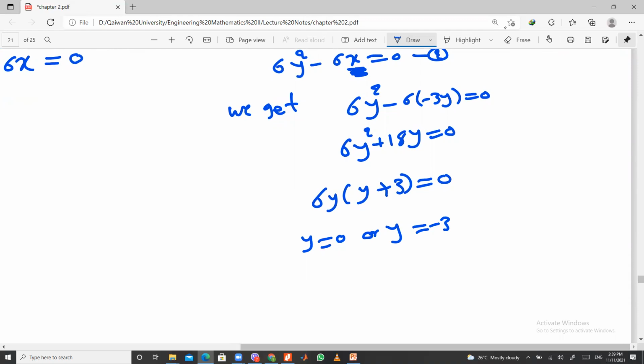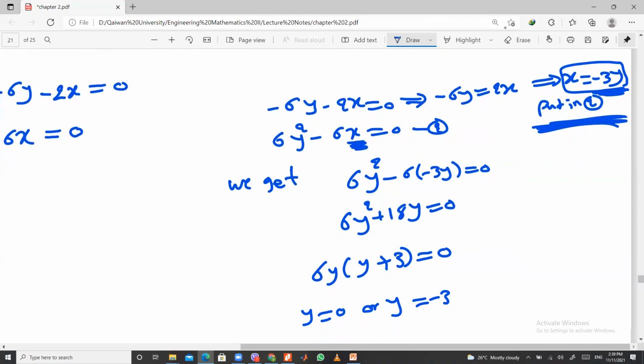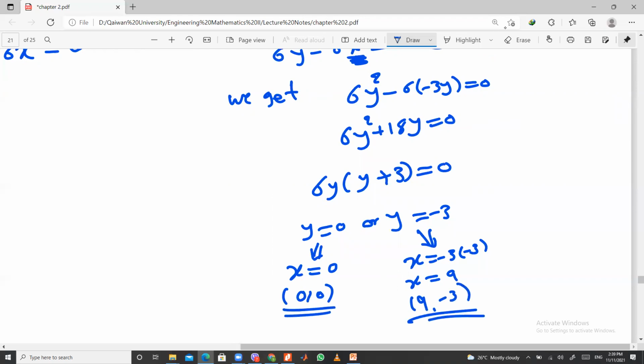So what's the value of x when y is 0? We say x is minus 3y, minus 3 times the value of y. So x is minus 3 times 0, which is still 0. So the point is 0, 0. This is a critical point. And from the other value, x is minus 3 times minus 3, so x is 9, and the critical point is 9 and minus 3. These two are the critical points.